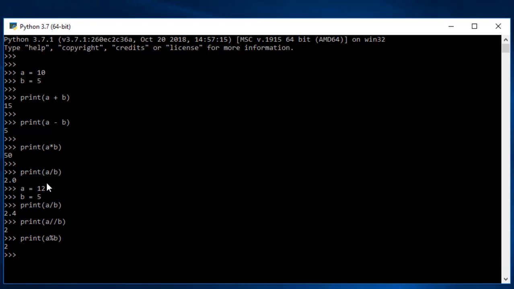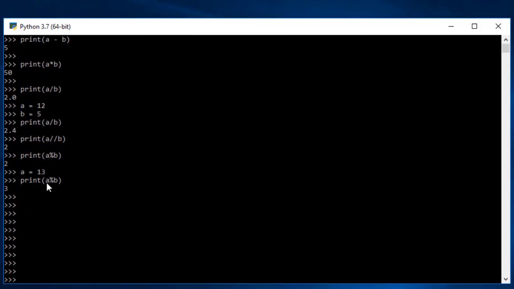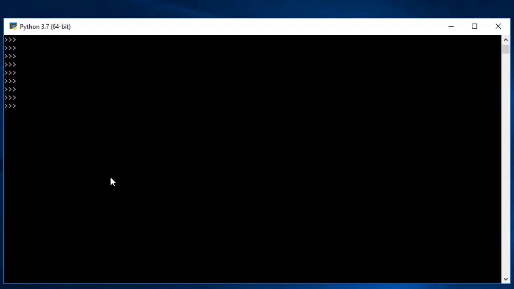Instead of 12, if I had A as 13 and if I try to perform the same, I would have got the result as 3. Now you can see I got 3. That's because the modulus operator returns the remainder after division. So the last thing that we need to talk about with arithmetic operators is the exponent operator.